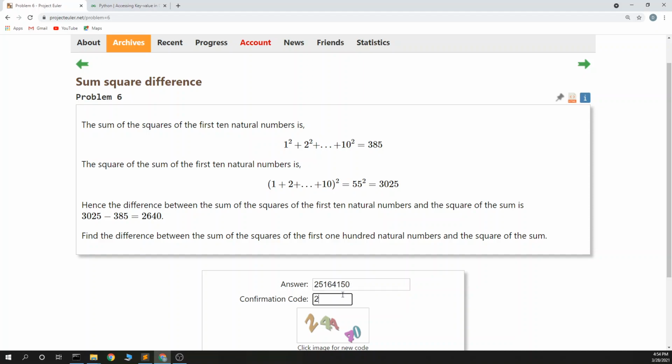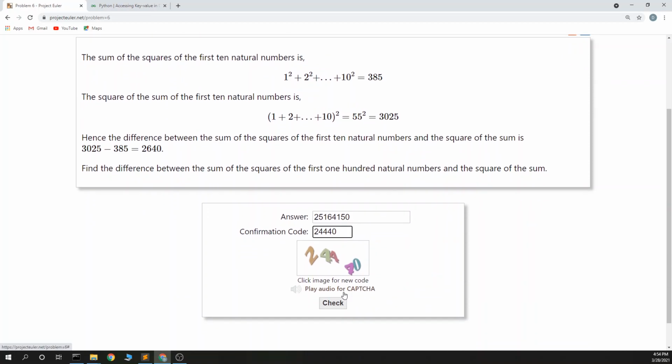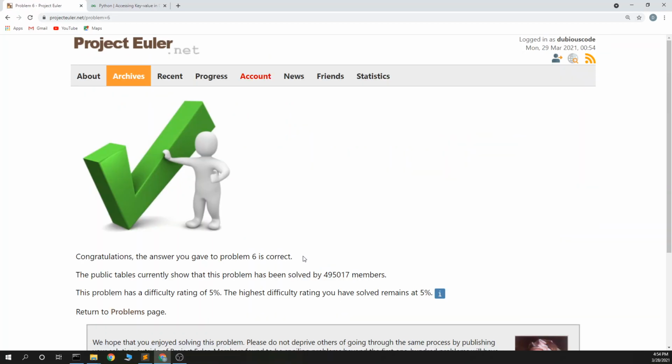Let's see, 2 4 4 0. This captcha is not super easy, and I swear I'm human. Mostly. Check. All right, this is dubious code. That's Project Euler number 6.